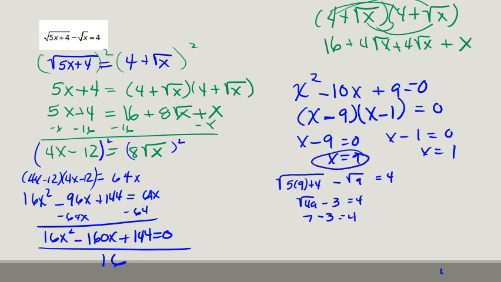If I plug in 1, I'm going to get the square root of 5 plus 4 minus the square root of 1 equal to 4. And 5 plus 4 is 9, square root of which is 3. 3 minus 1 does not equal 4. Okay. So that means that this is not a solution. So you only have one solution.